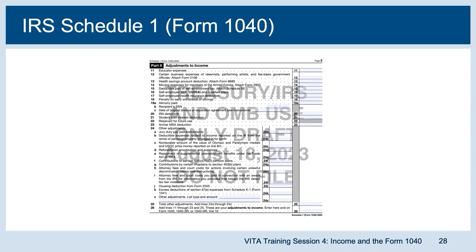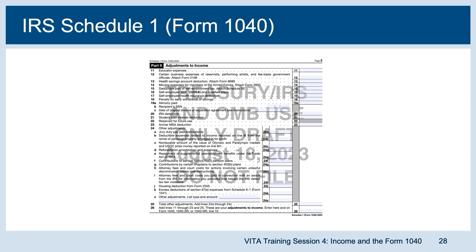Line 16 requires additional certification, which we do not cover in these training sessions. Line 17 is for the self-employment health insurance deduction reported on Schedule C. Line 18, penalty on early withdrawal of savings. This information will come directly from Form 1099-INT and is reported when entering the interest income information mentioned earlier.